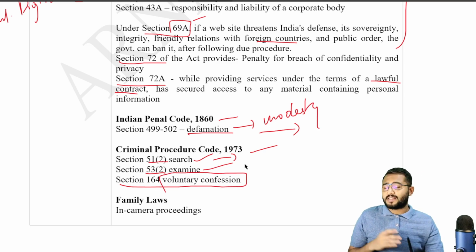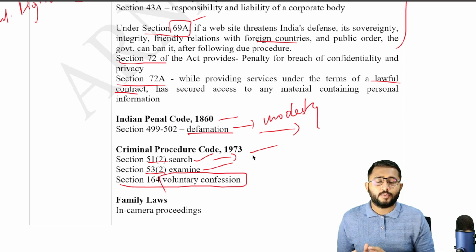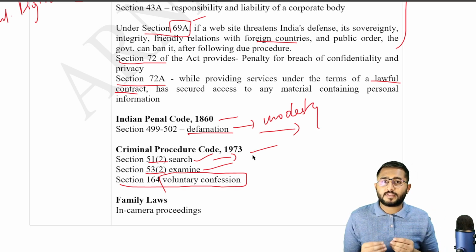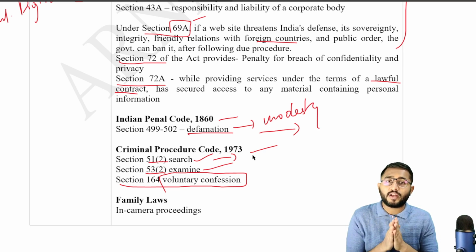Now, there is no need to go into much more detail on 164. We only need to know the broad aspect. Remember, prelims or mains, whichever exam you're concentrating on, it will always look at your own understanding. You don't have to mug up the sections.